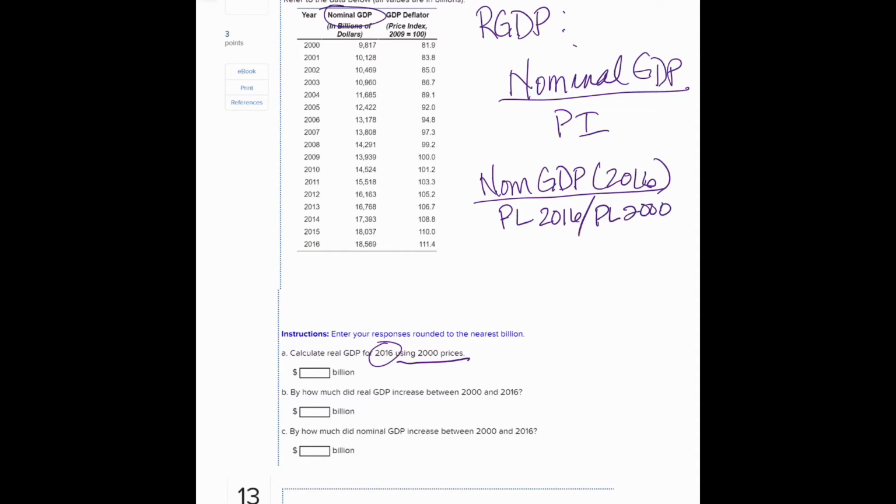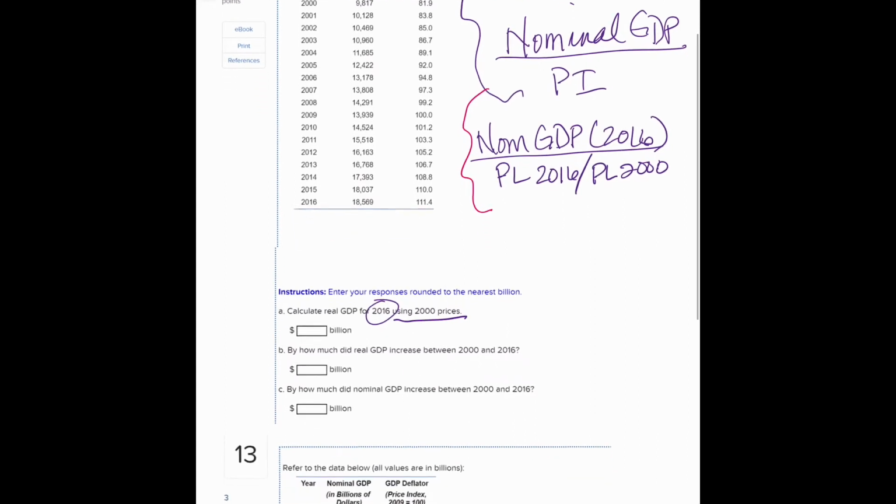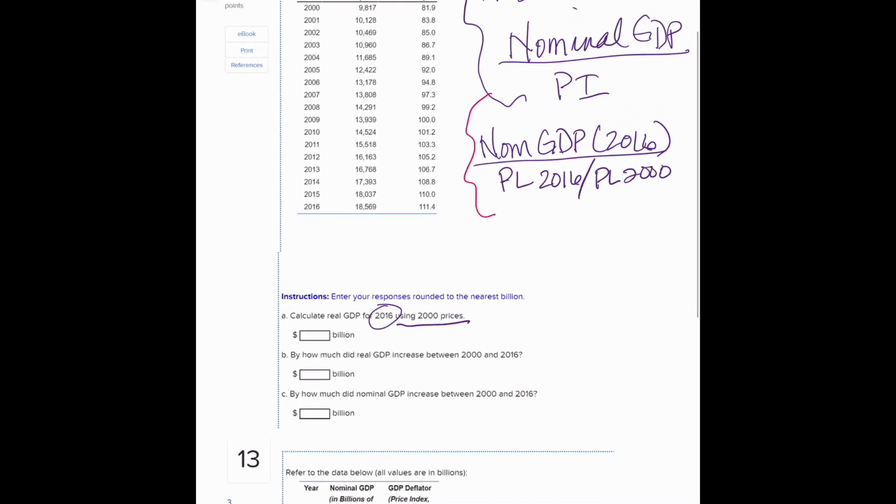So the difference here is that the first one is for a given target year. This one is for the relationship between the GDP of 2 years. It's calculating 1 year using another year's prices. So for A then, we're just going to plug the numbers into this formula. We're going to take the nominal GDP for 2016, which is 18,569. We're going to divide that by the price index from 2016, divided by the price level from 2000, since we're relating it to those prices.